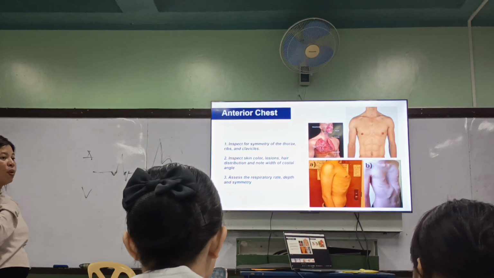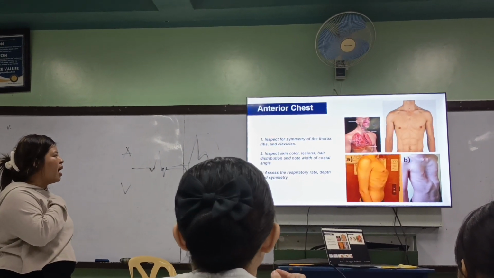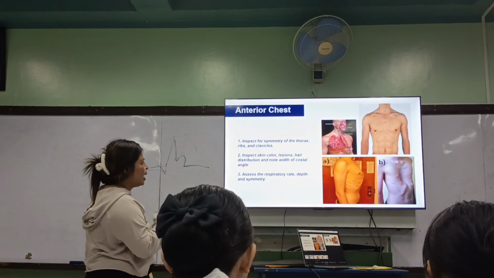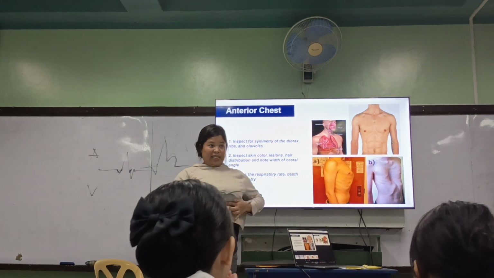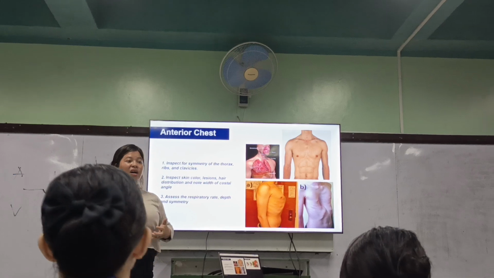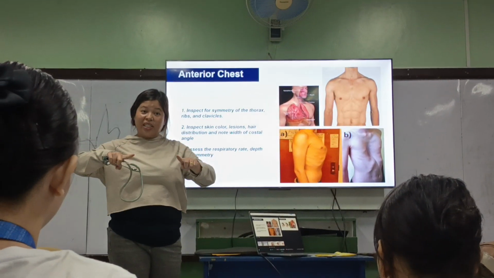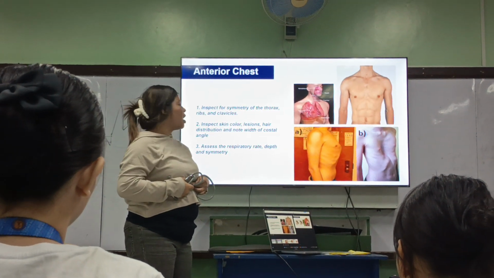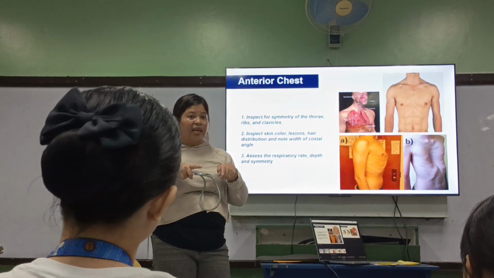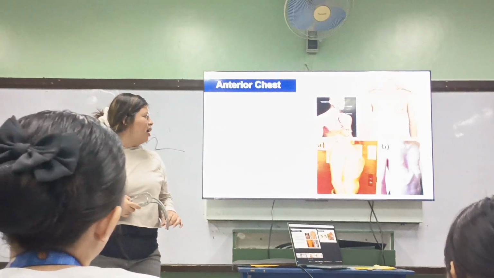Then next is you have to inspect the skin color, any lesions, your hair distribution, and note the width of the costal angle. Yun ang width of costal angle natin makita. This is your width of costal angle, formed by your last ribs. So, that's the width of your costal angle. So, the normal width for your costal angle is 90 degrees.